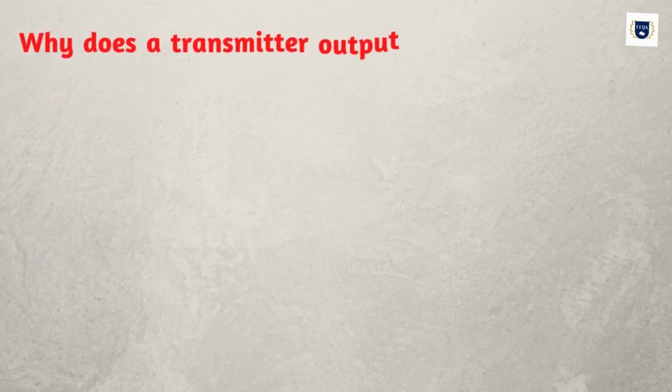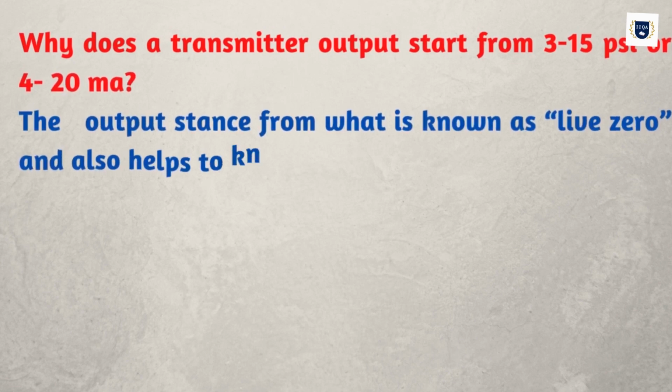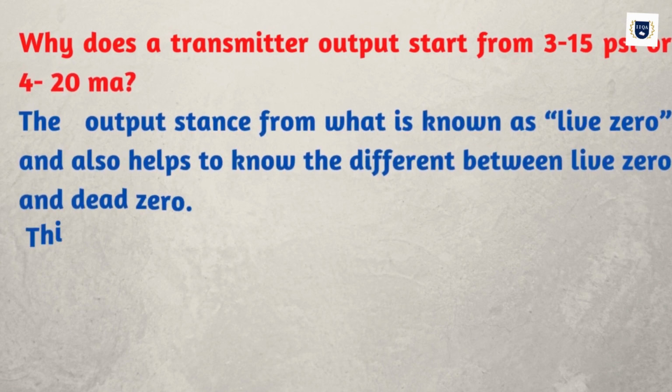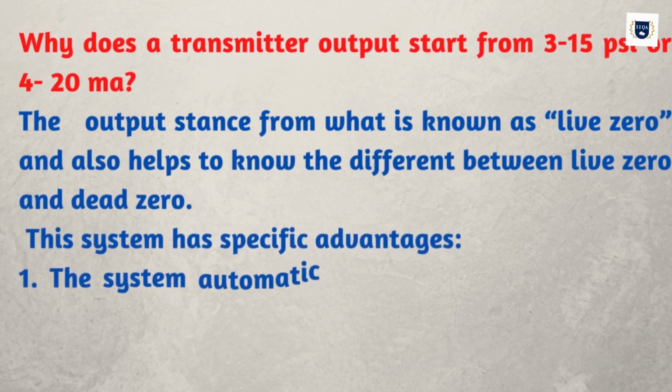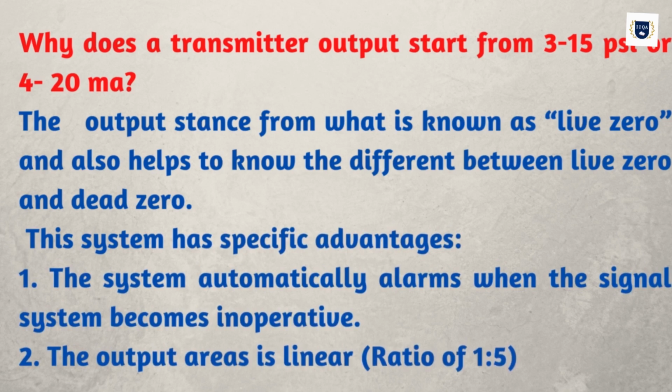Why does a transmitter output start from 3 to 15 pounds per square inch or 4 to 20 milliamps? The output starts from what is known as live zero, which also helps to know the difference between live zero and dead zero. This system has specific advantages. 1. The system automatically alarms when the signal system becomes inoperative. 2. The output area is a linear ratio of 1:5.